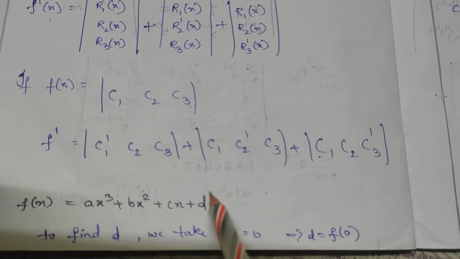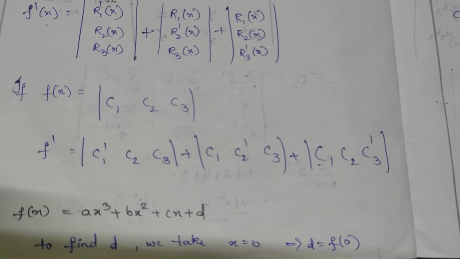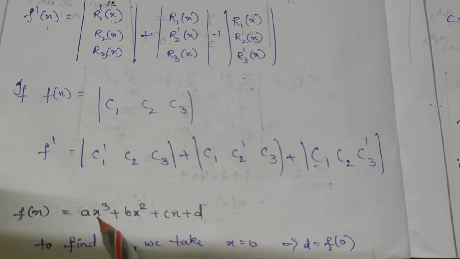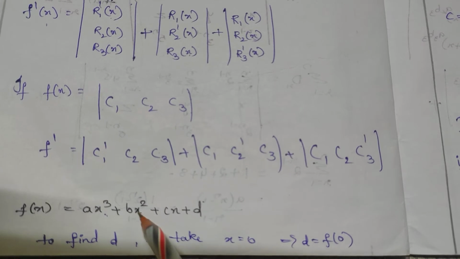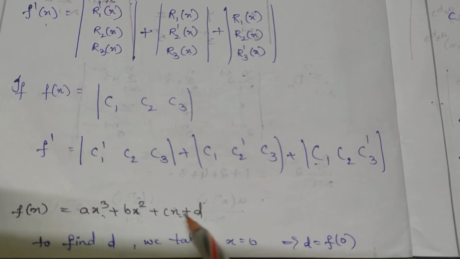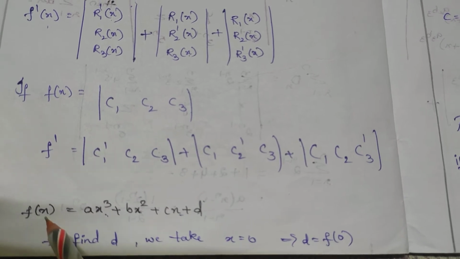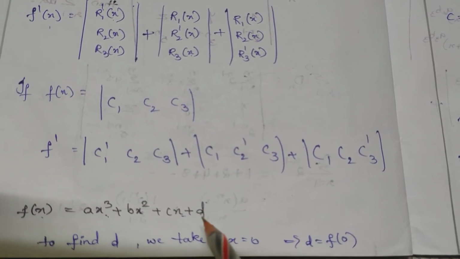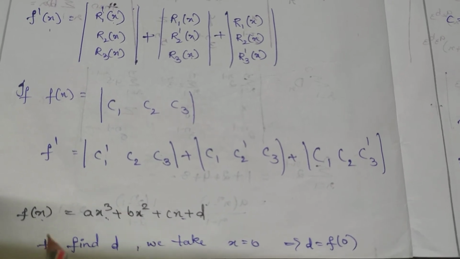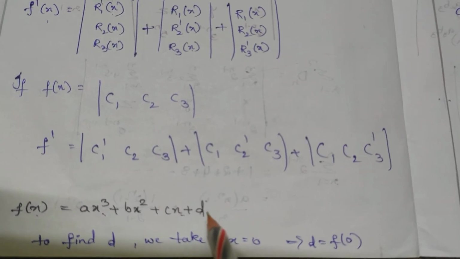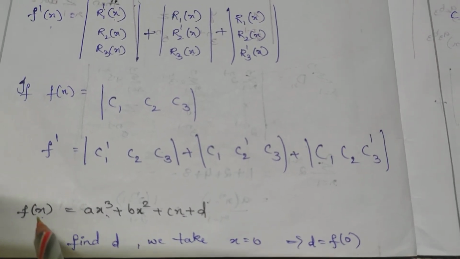If I want to find out the value of d, what should I do? By keeping x equal to 0, the ax cube term becomes 0, this term becomes 0, this term becomes 0, then we have only d. So this d becomes f of 0. Whenever an expression is given and you want to find the constant, substitute x equal to 0, then we get that constant value. Here the constant value is nothing but f of 0. d is equal to f of 0.